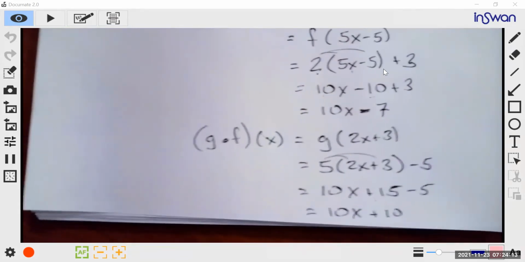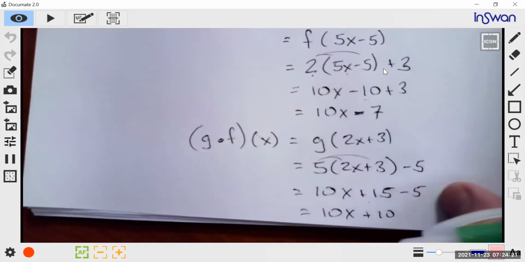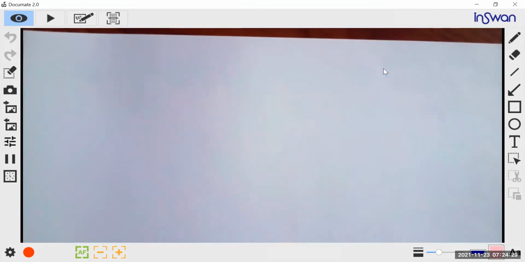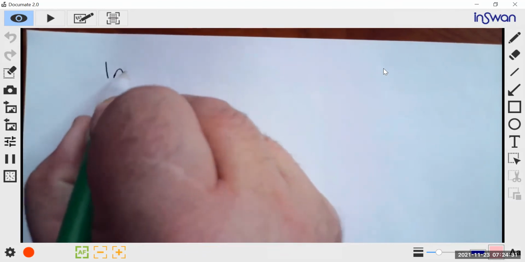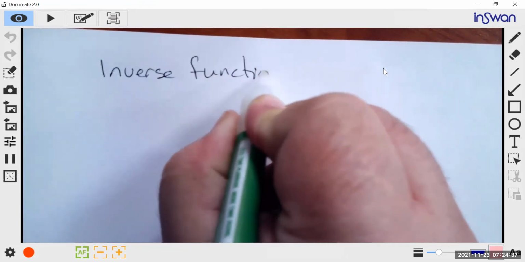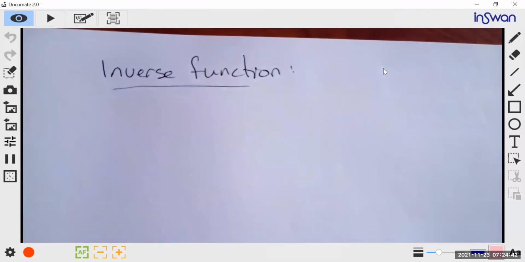So that's what we did in chapter 2, section 3, which we're going to need those concepts in this chapter. All right. So let's look. What do we mean when we say inverse function? An inverse function is the opposite of a regular function, of the original function.